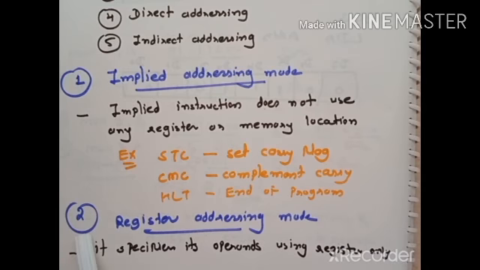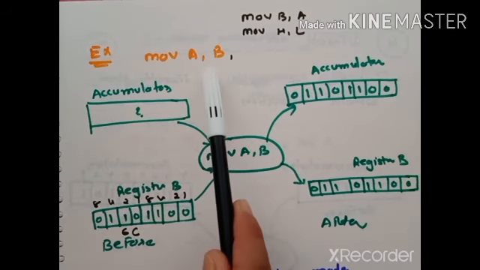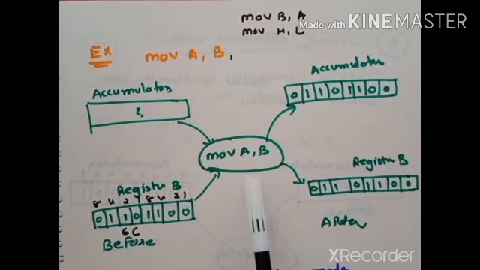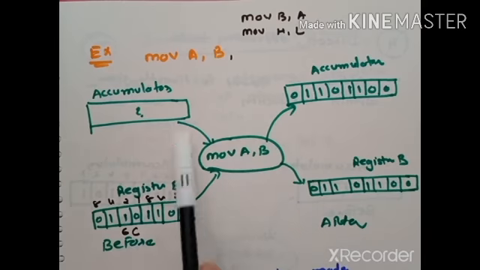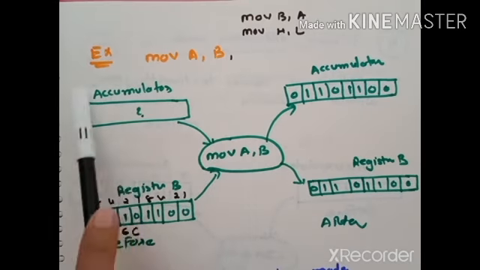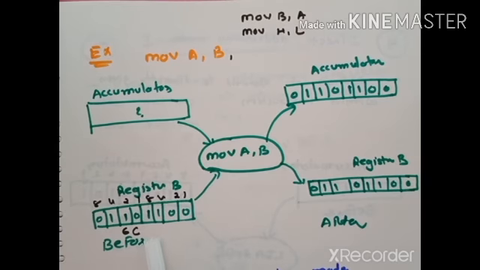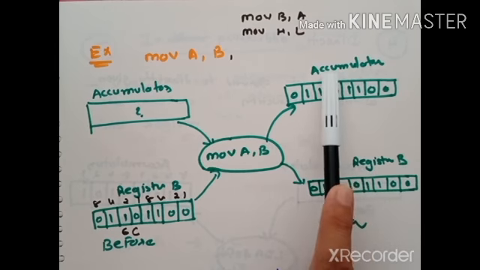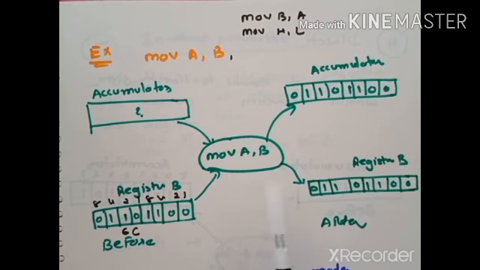The second addressing mode is register addressing mode. In this addressing mode, it specifies its operands using only registers. An example is MOV A, B. Before execution of this instruction, the content of the accumulator is unknown and the content of the B register is C. After execution, the content of B is transferred to A. That means the content of B register and A register is the same.